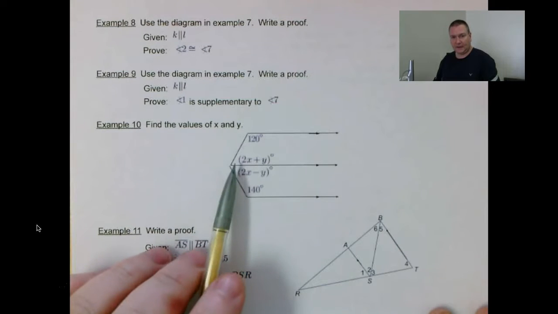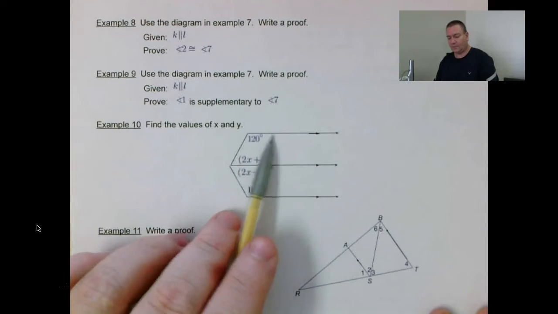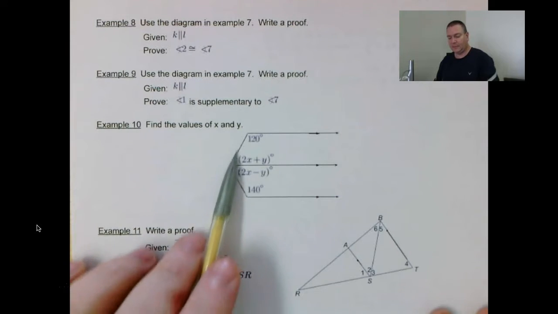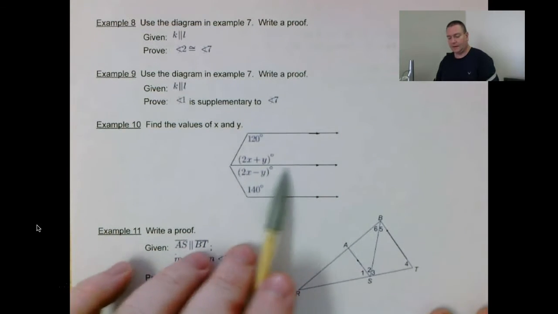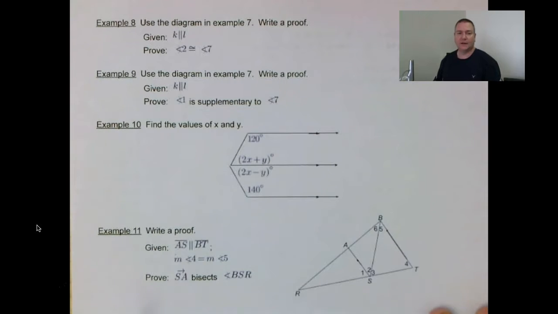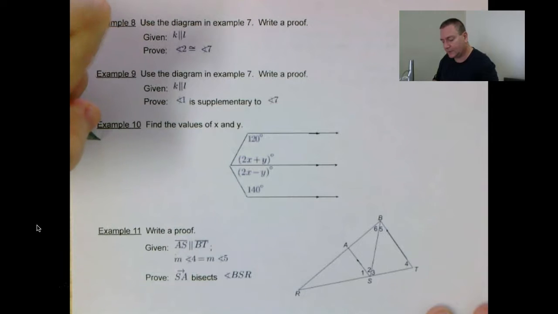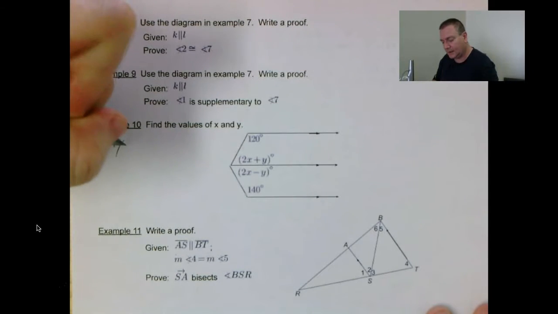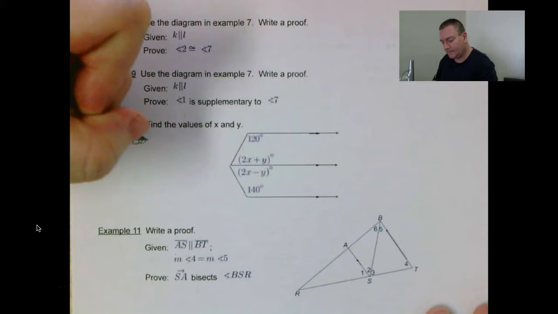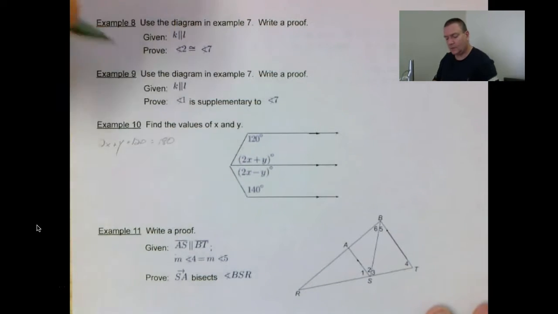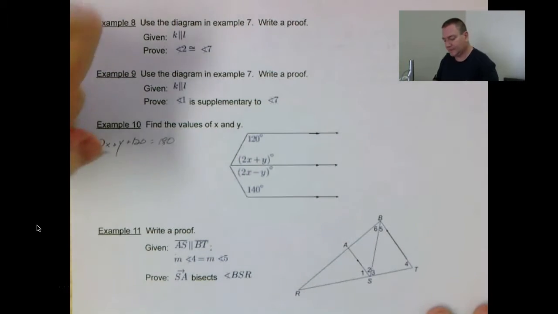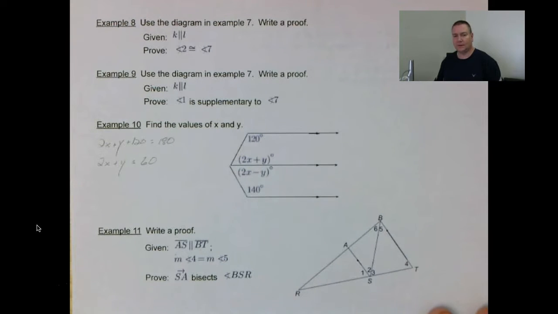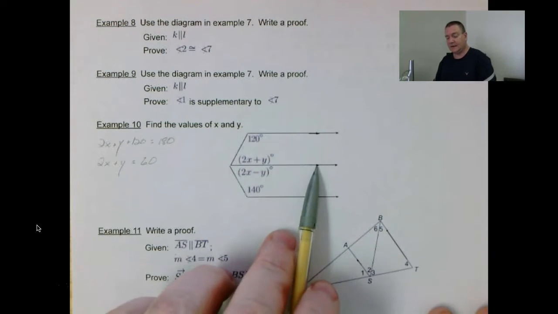120 and 2x plus y form our C-like shape. Our C-like shape means that they are consecutive angles or same-side interior angles, and they must be supplementary. So, what equation can we write? 2x plus y plus 120 equals 180. And if I just simplify that a little bit, 2x plus y equals 60 when I subtract the 120 from both sides.